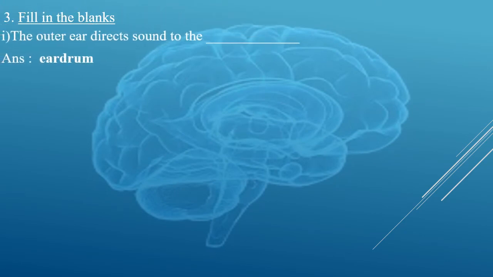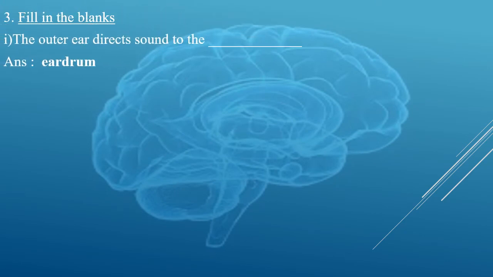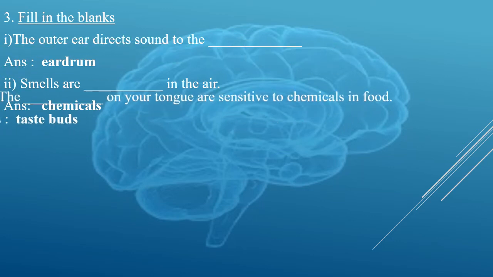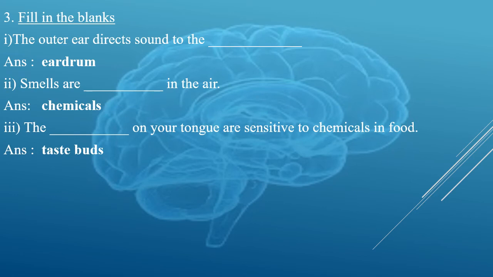Now students, we come to exercise 3 on page number 8 and 9. These are fill in the blanks. Number 1. The outer ear directs sound to the dash. The answer is eardrum. Number 2. Smells are dash in the ear. The answer is chemicals. Number 3. The dash on your tongue are sensitive to chemicals in food. The answer is taste buds.